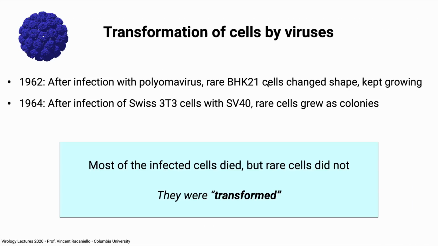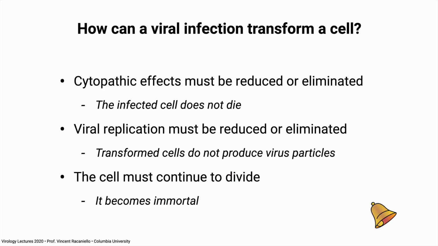And then we have some DNA viruses that are shown to transform cells. In 1962, Polyomavirus found to transform hamster cells. As you'll see, this is a mouse virus transforming hamster cells. 1964, Simian virus 40, a primate virus transforming mouse cells, 3T3 cells, or mouse cells. And again, just like Rous, most of the infected cells died, but rare cells did not. They were transformed. They had the properties that we just described. So we have RNA and DNA viruses transforming cells.